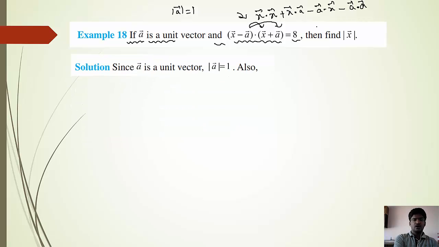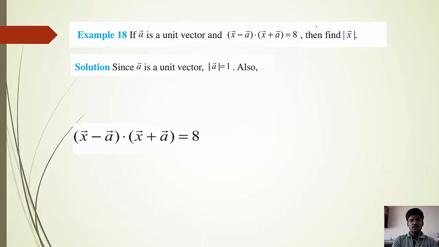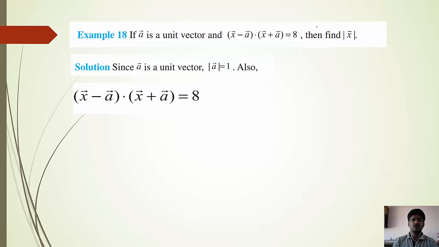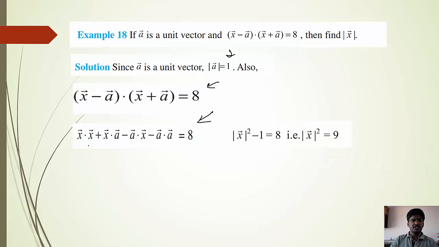Okay. So magnitude of vector A is equal to 1. And (vector x minus vector a) dot (vector x plus vector a) equal to 8. These are all the given terms. Now, this I have already explained. Here you can see that vector x dot vector x is magnitude of vector x square. These two terms will get cancelled. This term is minus mod of vector a square. Because mod of a is equal to 1, here we write it as 1. It will be mod of vector x square minus 1 equal to 8.